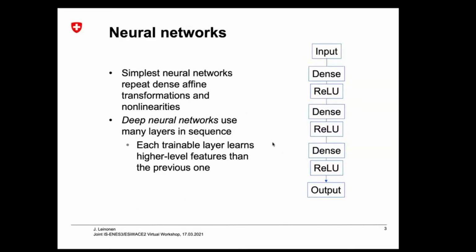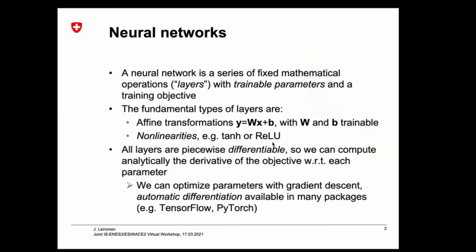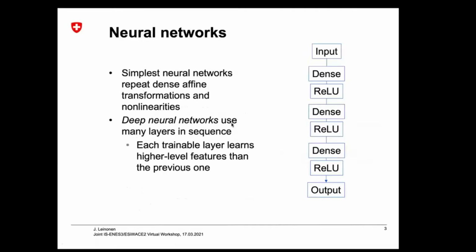So the simplest neural networks just repeat these two most fundamental operations that we listed in the last slide. So these dense affine transformations of this type, and then the nonlinearities. And a deep neural network, and hence the term deep learning, is a network where many of these layers are used in sequence. In modern times, we might have networks of as much as hundreds of layers. And the idea is that each trainable layer learns higher level features than the previous one.